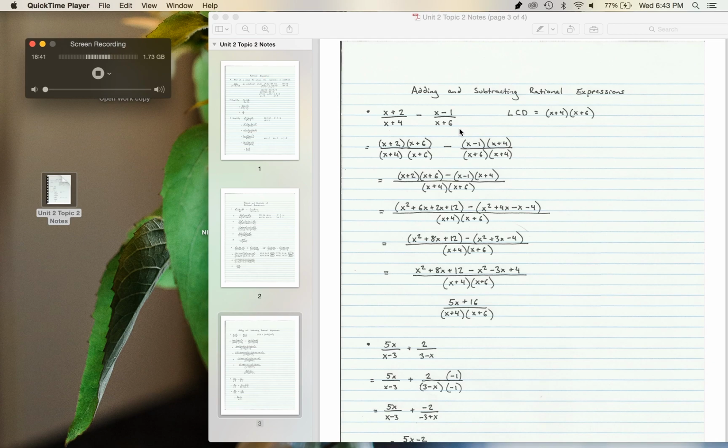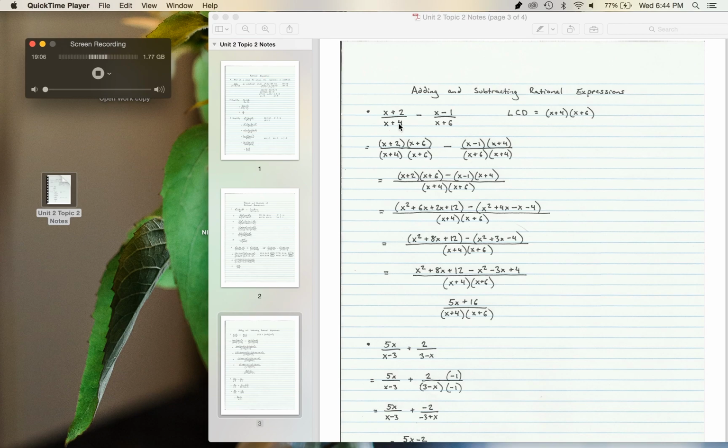The lowest common denominator in this case would use both of the factors that we find on each of our denominators. So it would be x plus 4 and x plus 6. If we can change each of these rational expressions to have this as the denominator, then we will be free to subtract the tops of our fractions.